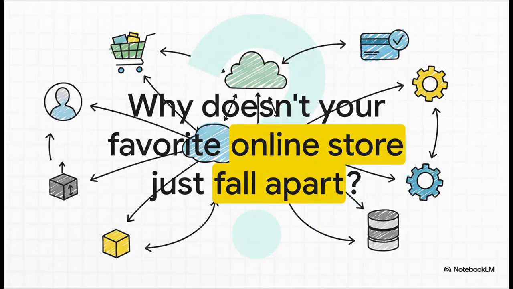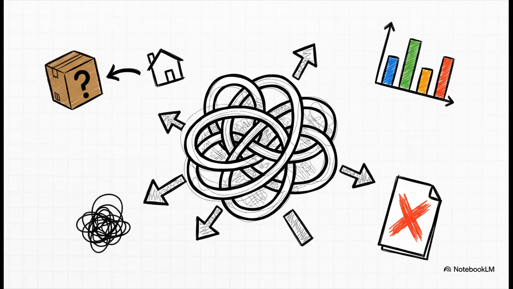Seriously, think about it. When you buy something online, how does the system know who you are, what you bought, where to ship it, and that your payment actually went through? How does it all connect so seamlessly without just collapsing into a total mess? Well, because without a plan, you get chaos.